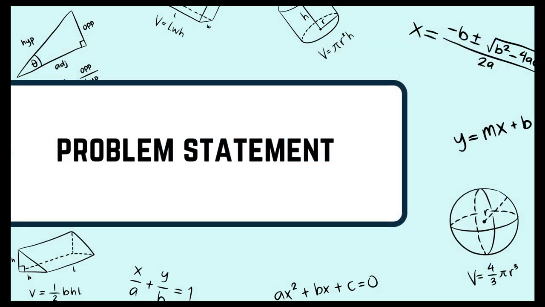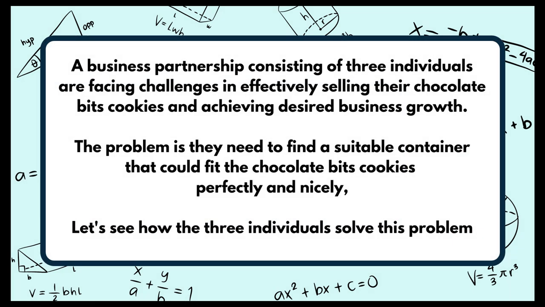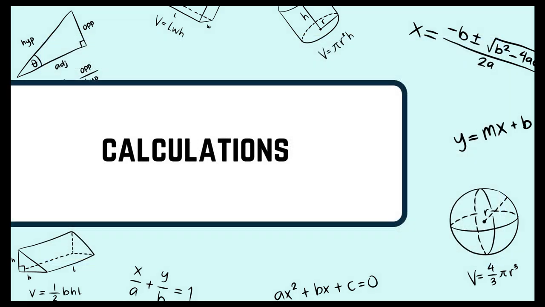Moving on to the problem statement, a business partnership consisting of three individuals is facing challenges in effectively selling their chocolate bit cookies and achieving desired business growth. The problem is, they need to find a suitable container that could fit the chocolate bit cookies perfectly and nicely. Let's see how the three individuals solve this problem. Let's start the calculation here.